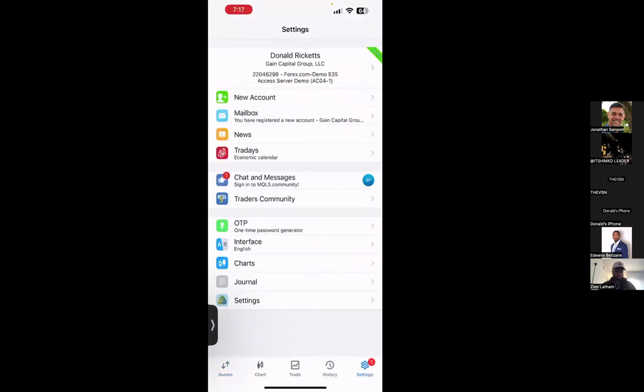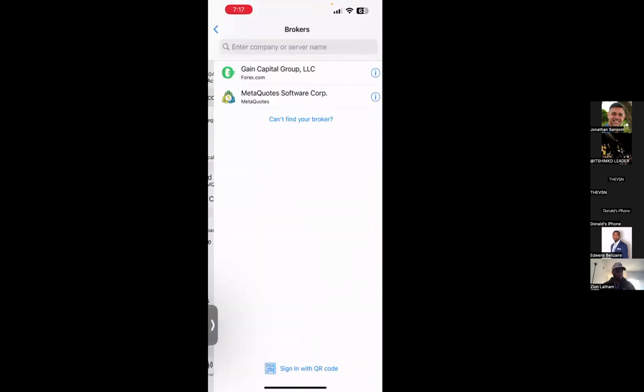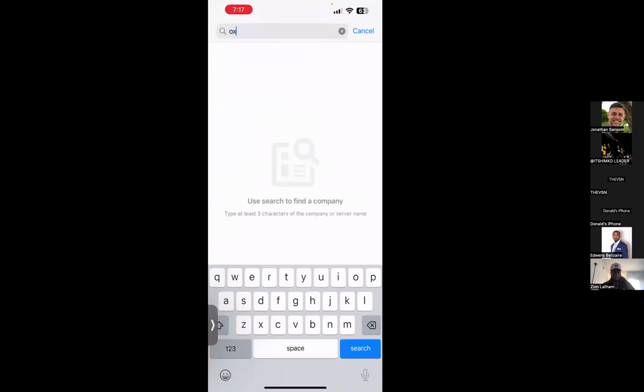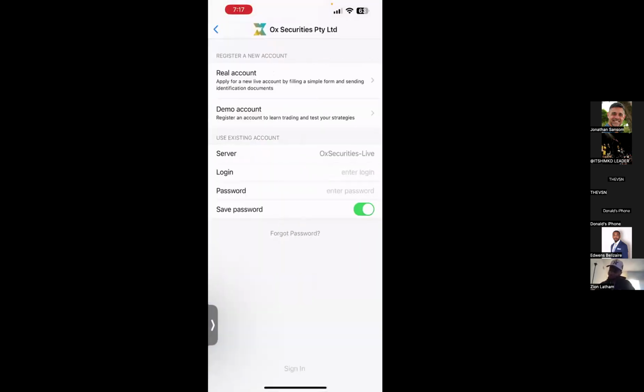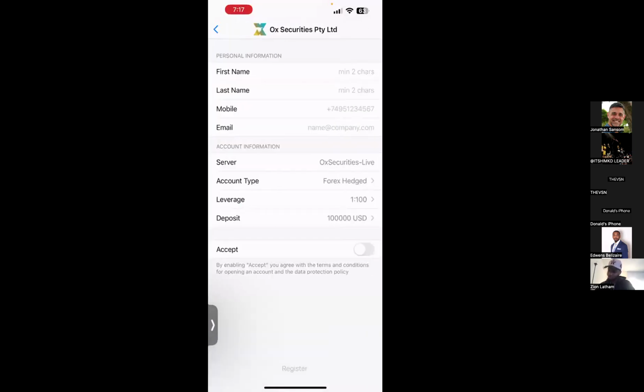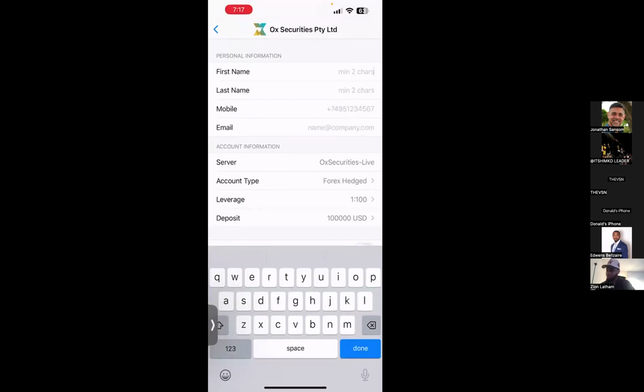Awesome. So what we're going to do is click on new account. We're going to look for OX Securities, so type in OX space Securities. Click on OX Securities, the first one. Perfect. We're going to do a demo account. Put your name, information, all of that. And once you put your information in, we're going to do the next step. Just stay with me, okay?